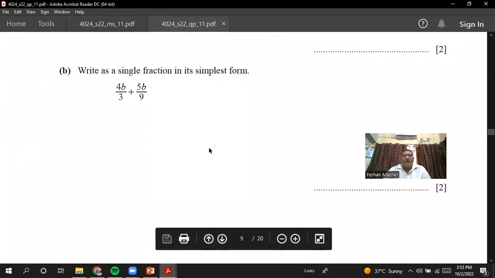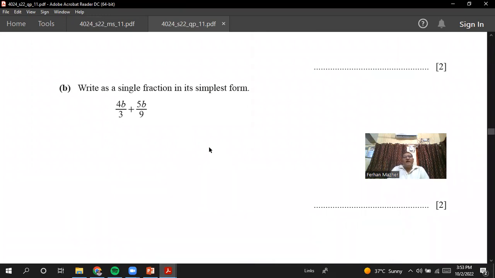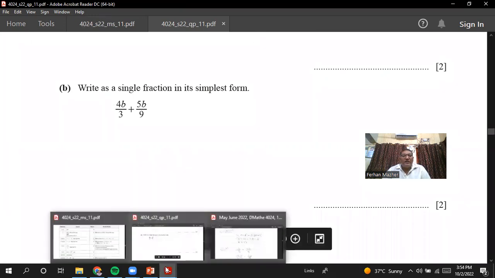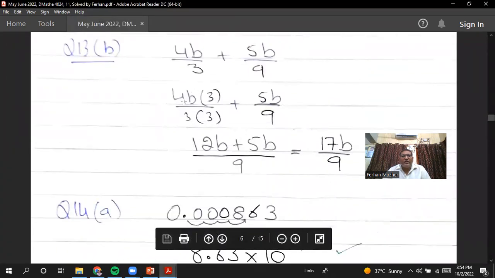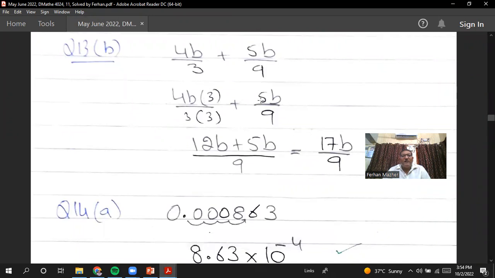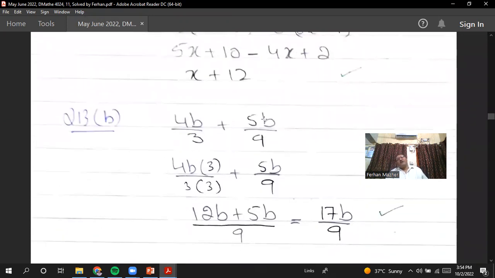So now we have this question. It's a 2 marks question. It says write as a single fraction in simplest form. So 4b by 3 plus 5b by 9. So in this first fraction, numerator, denominator, both will be multiplied with the 3 to make the denominator same. So here you multiply, you get 12b, and here you get 9. So you can write a single fraction. So you will have 9, and upstairs you will have 12b plus 5b, and that will be 17b. So this is how this question is done.